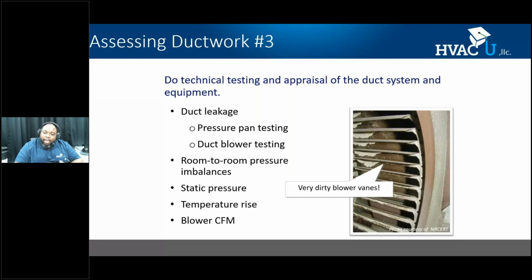All right, don't forget about your duct leakage testing, your pressure pan testing, your duct blower testing, your room-to-room imbalance testing, static pressure, temperature rise, and verifying blower CFM. These are the keys to evaluating any duct system, and by using these keys, you can uncover any duct problem and find out how to make that customer more comfortable and efficient.